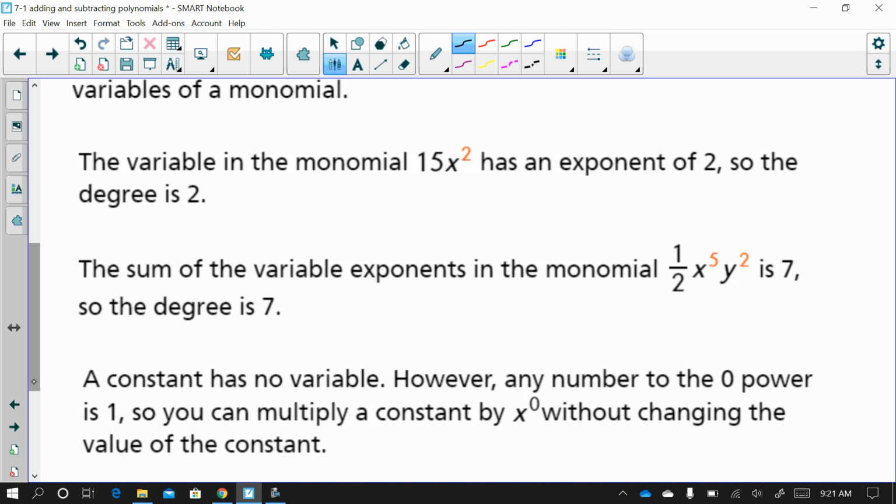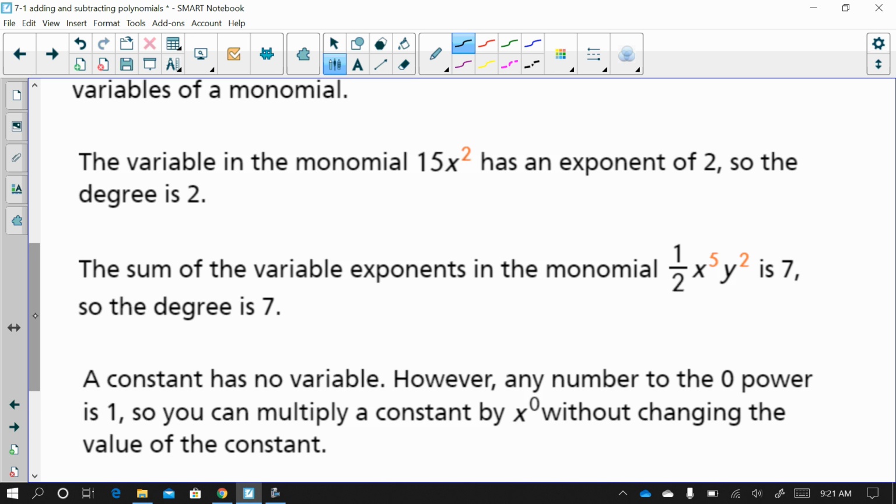Notice there's only one variable there, so we just take that exponent. Now, if we look at the next problem, 1/2 x to the 5th y squared, notice there's more than one variable. When there's more than one variable, we add all the exponents up. So we have 5 and we have 2. 5 plus 2 is 7. Therefore, the degree of 1/2 x to the 5th y squared is 7.